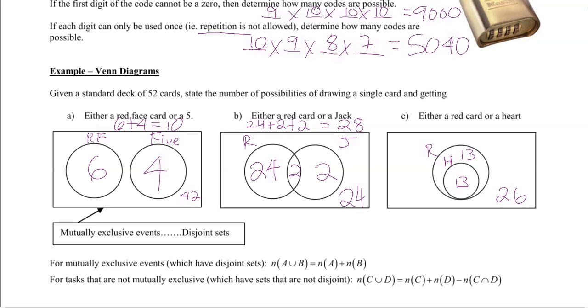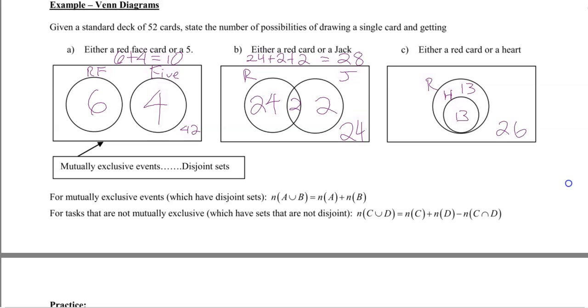And so here, there are 26 red cards, right? But the hearts are a subset of those red cards. There are 13 of them. There are 13 red cards that are not hearts. They're called diamonds, but we're not asked. And then there are the 26 black cards, which are in the universal set. So this is a way that we can count using a Venn diagram. We did a lot of that in the set theory unit. We did a lot of counting using Venn diagrams.